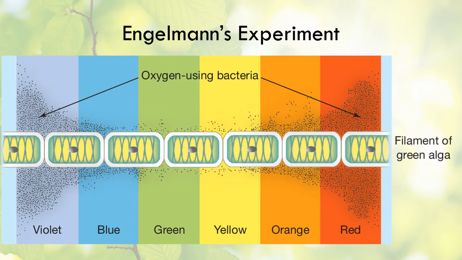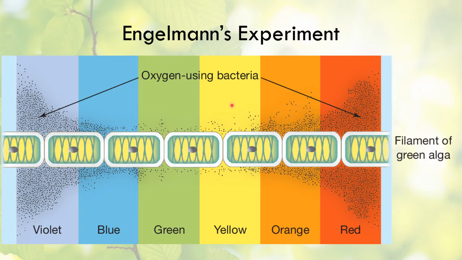All right, Engelmann used this experiment here. He had a filament of green algae. So he has this strip of green algae that he put across, and he put it in a tank and he shone different wavelengths of light at this strip of green algae. And he had in the tank an oxygen using bacteria, a bacteria that consumed oxygen, it fed on oxygen. And he noted that the oxygen feeding bacteria congregated in the violet area here, a little bit in the blue, not much in the green, not much in the yellow, more in the orange, and then tons in the red area.